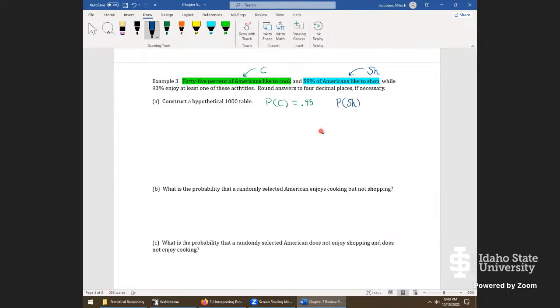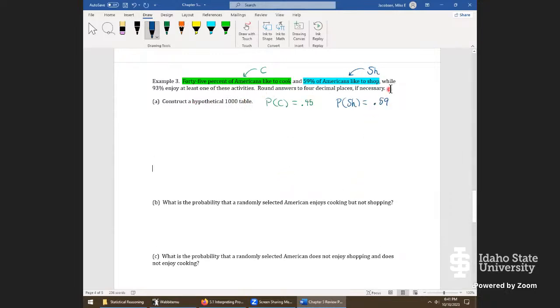Probability of shopping is not 59 unless you throw on that percent symbol. But if you put on the percent symbol, that's honestly kind of confusing if you're doing a hypothetical 1000 table, because you don't want to take 1000 times 59. You want to take 1000 times 0.59. So this is a really good situation where the decimal numbers are just better, especially for this part right here.